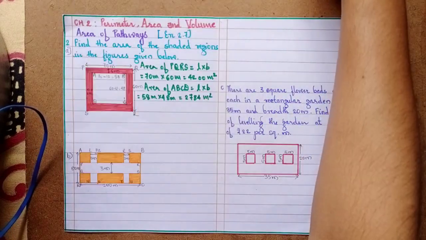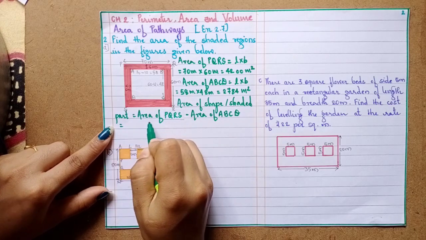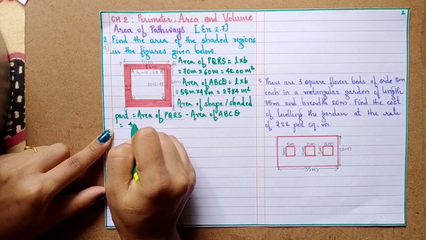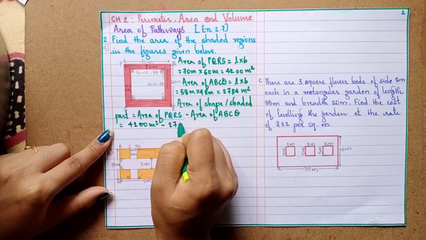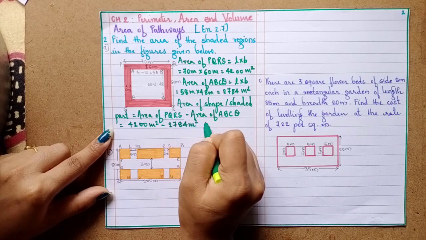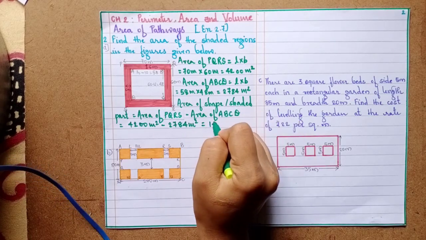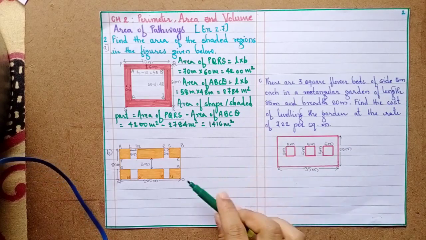Now we have to subtract 2784 from 4200 meter square to get the area of the shaded part. So let's write that area of shaded part equals area of PQRS minus area of ABCD. Therefore 4200 meter square minus 2784 meter square equals, let's find the difference, 1416 meter square.